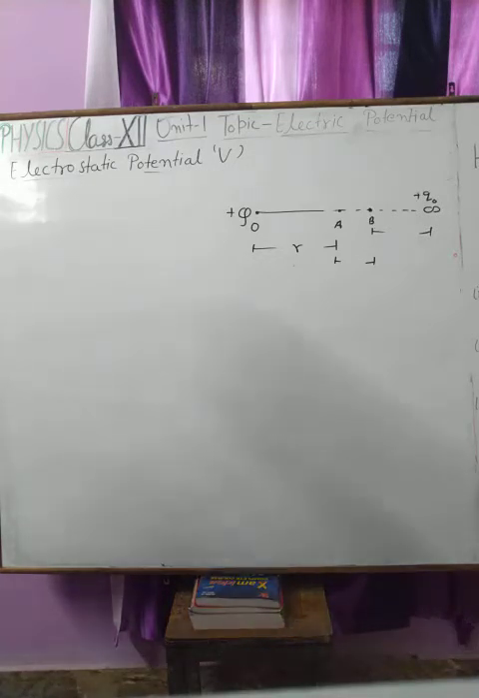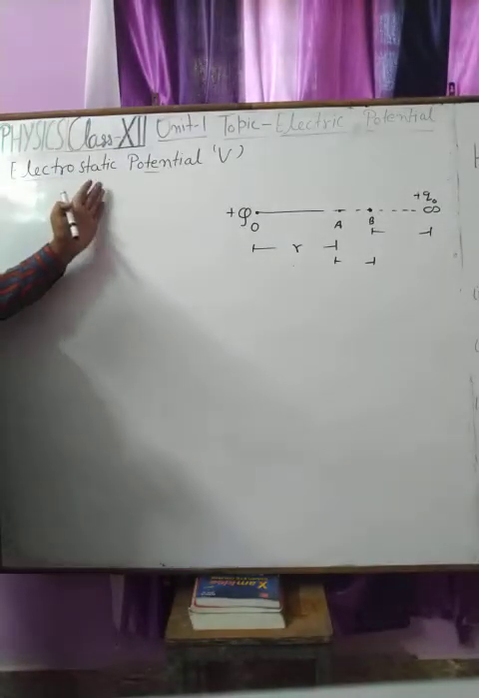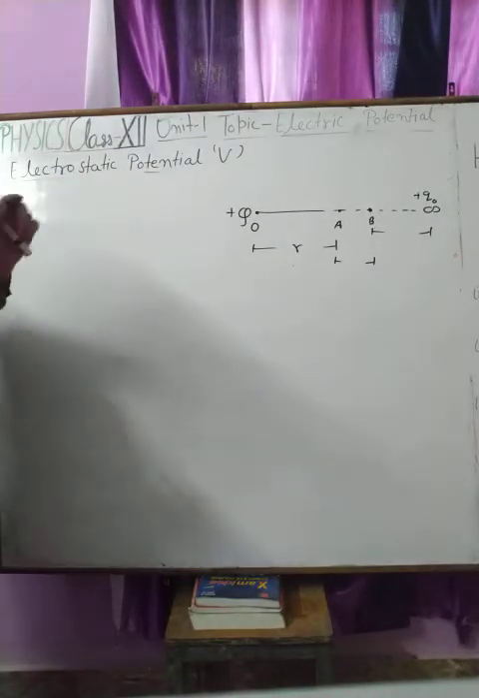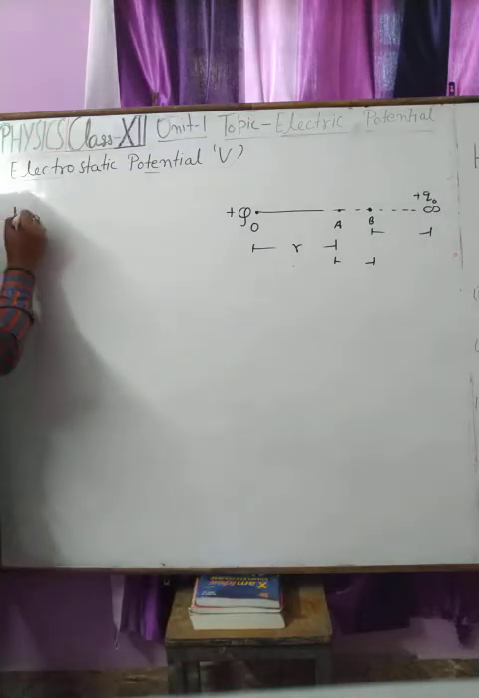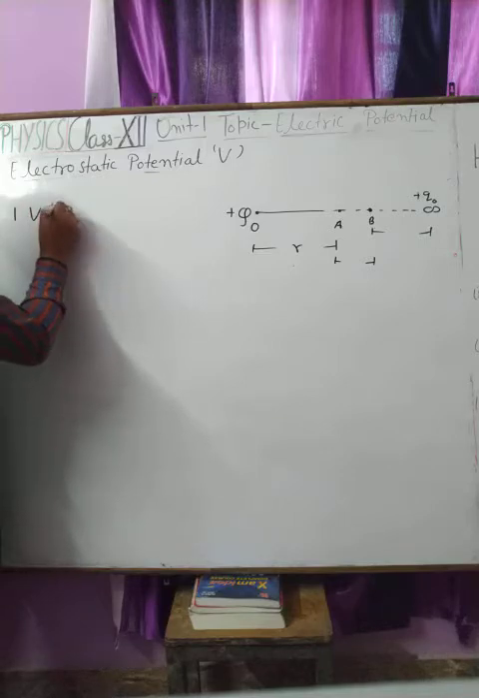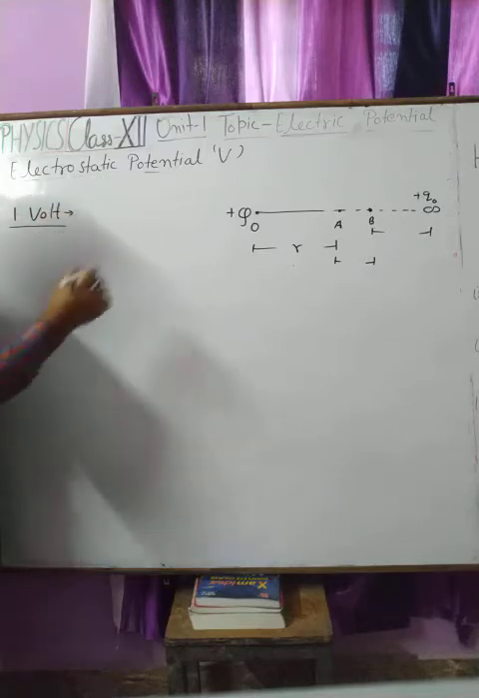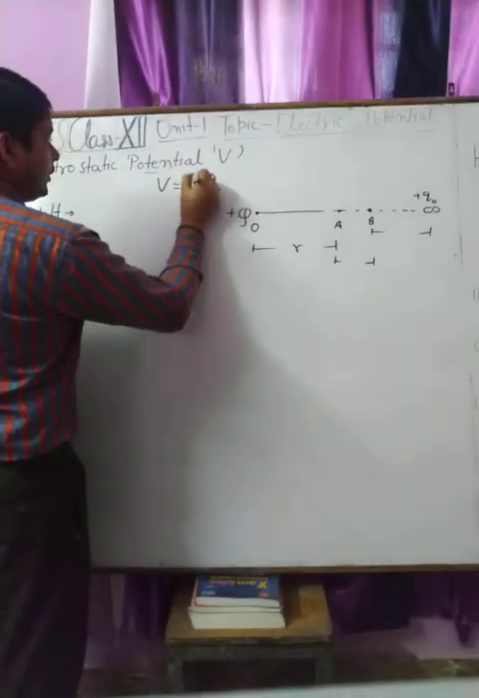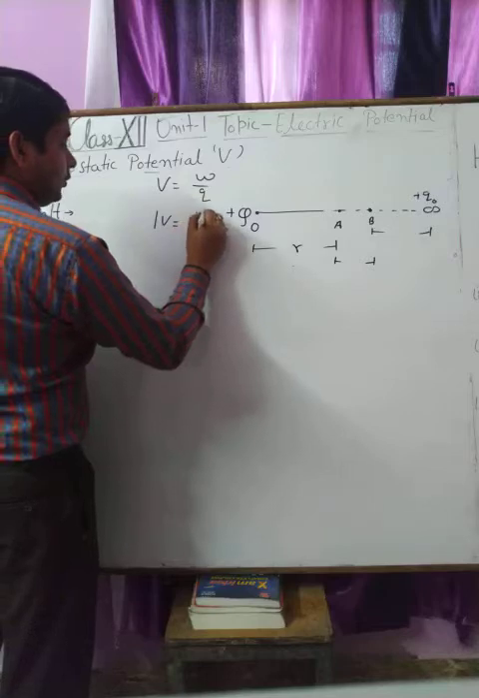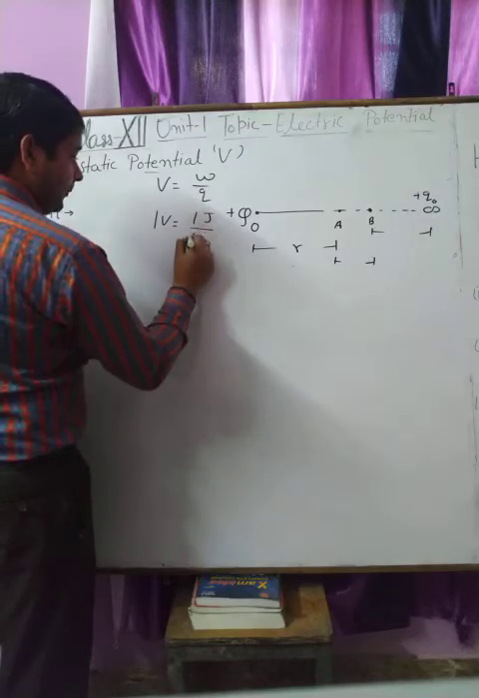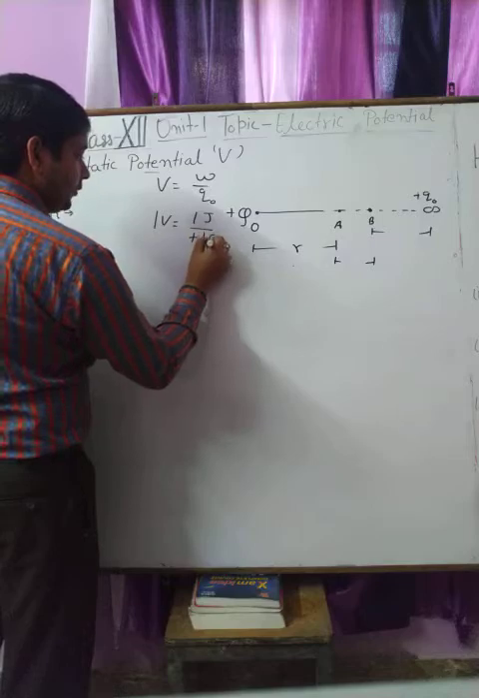Now first we define the potential at a point, the definition of 1 volt. We have, student, potential is equal to W upon Q. The potential becomes 1 volt if the work done is 1 joule in bringing a unit positive test charge, 1 coulomb.